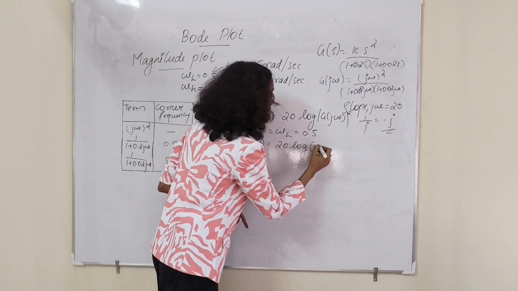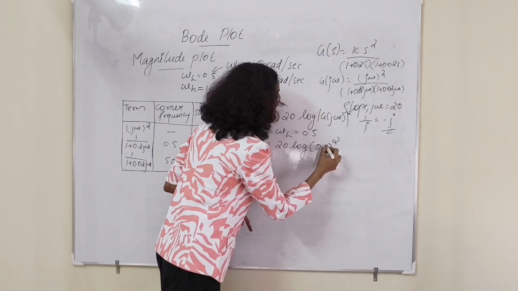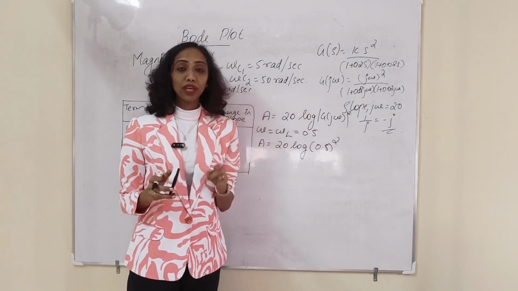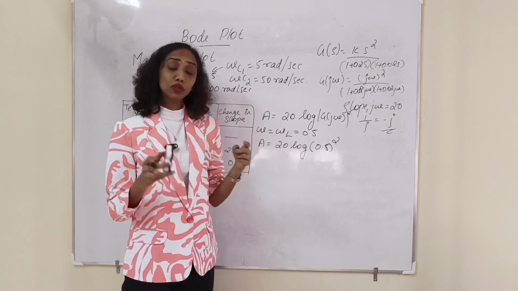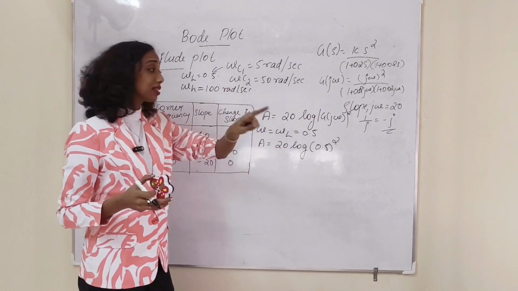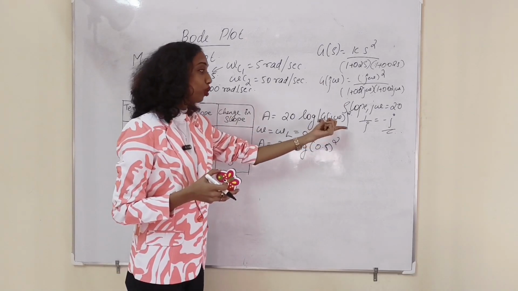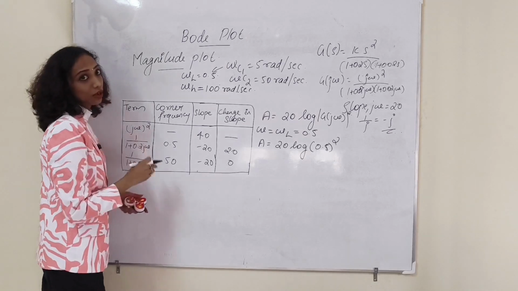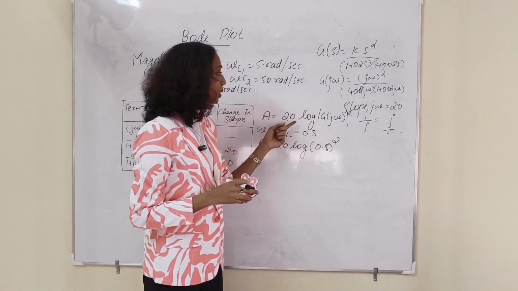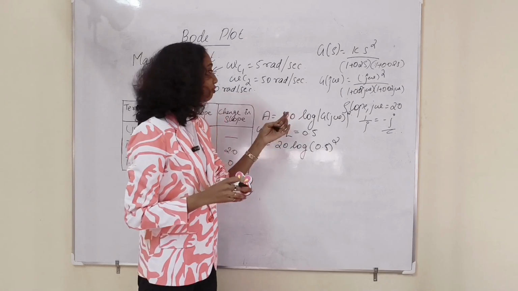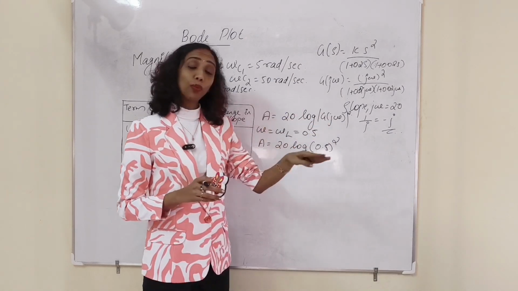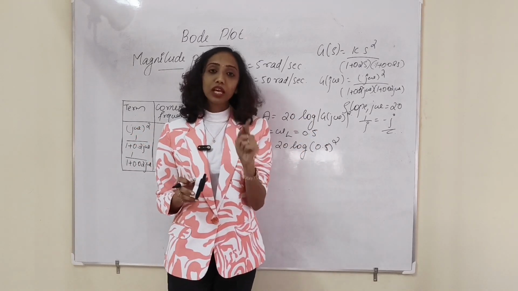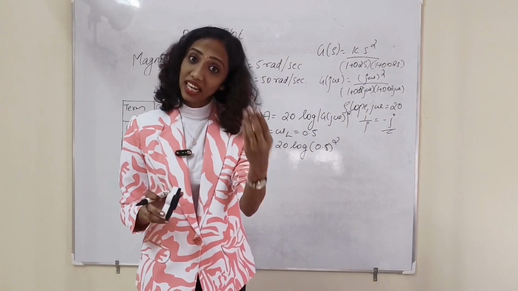First, how to find the gain? It is 0.5 the whole square. How do we get 0.5 the whole square? The standard equation is 20 log g of j omega, but you need to substitute the first term of the given question. In this question, the first term is g of j omega the whole square, so I substitute 20 log g of j omega the whole square instead of 20 log g of j omega.